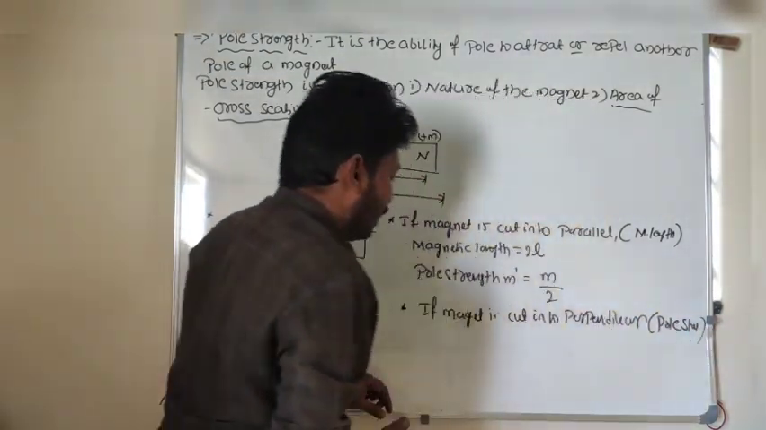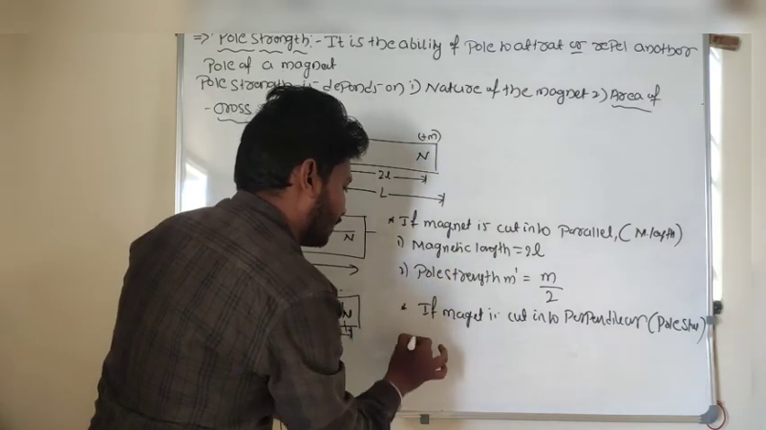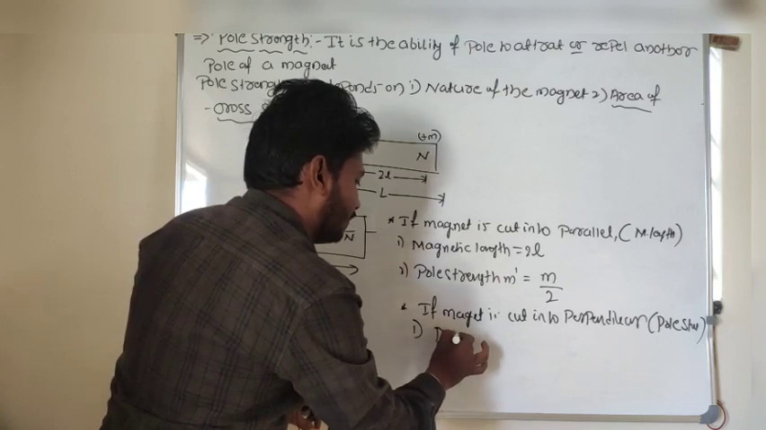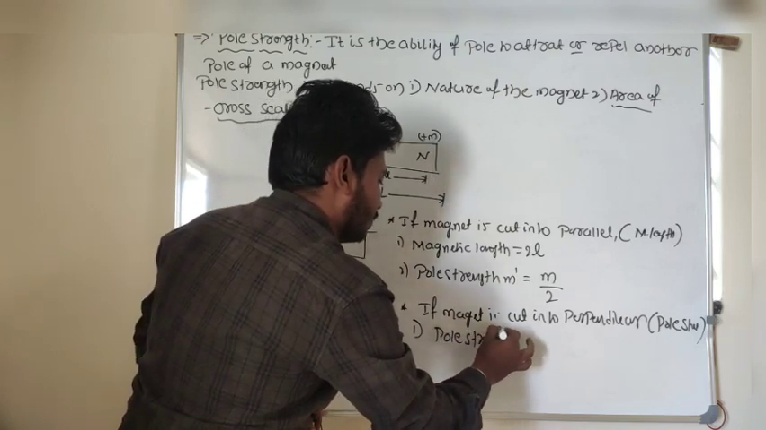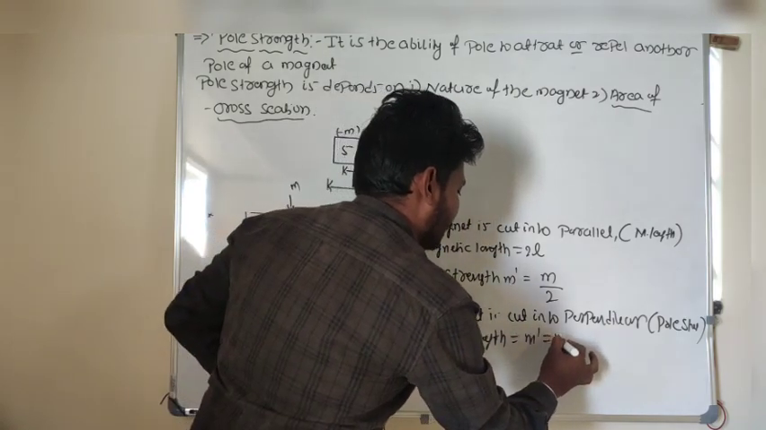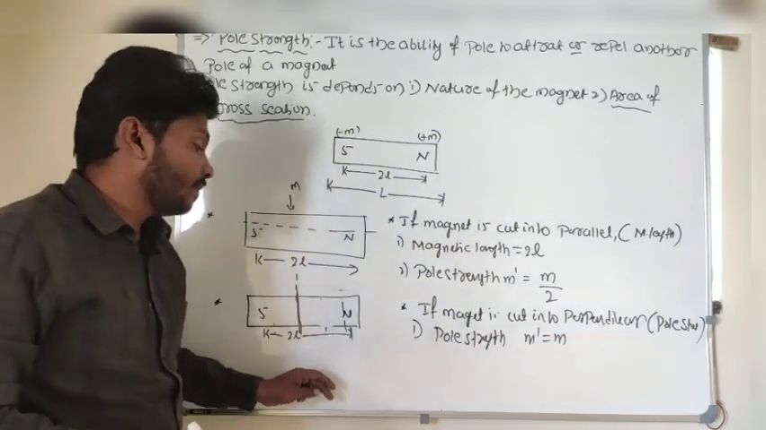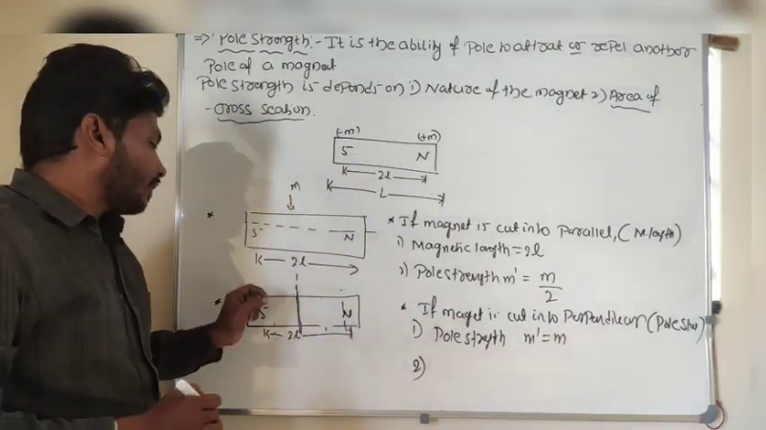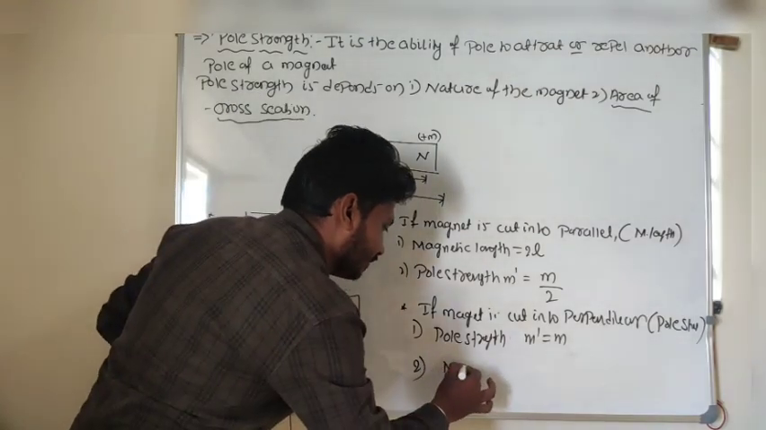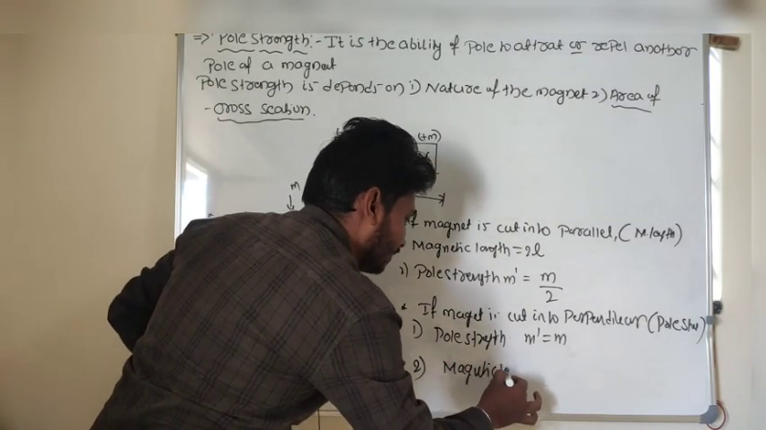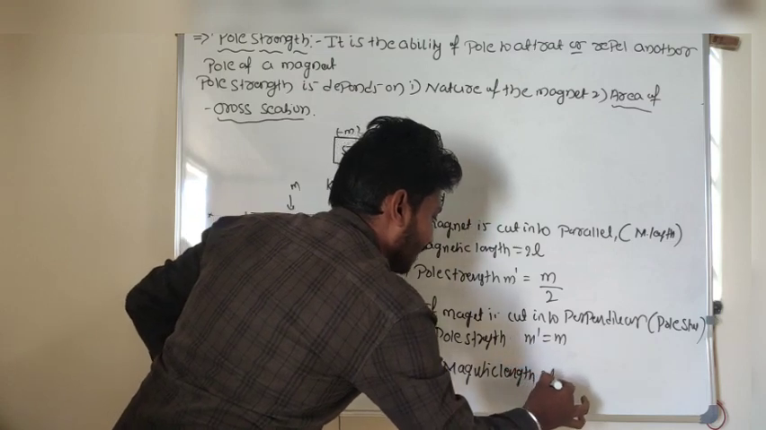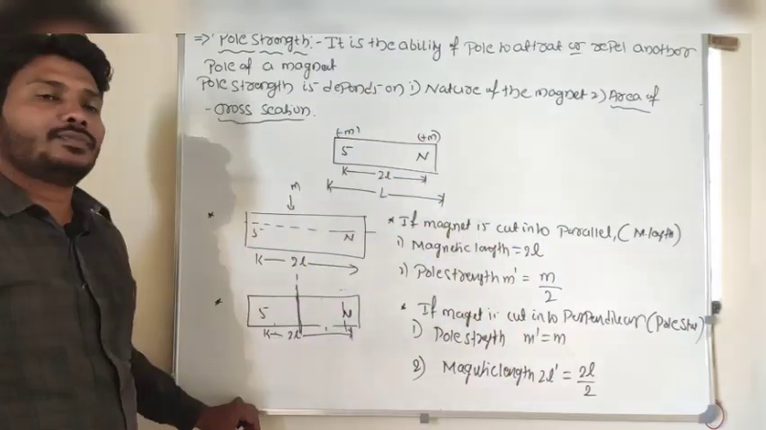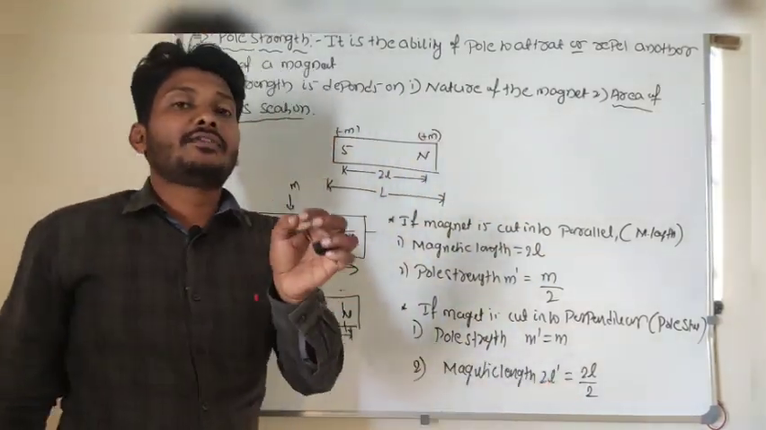So remember this point: pole strength remains the same. Look at here, the first thing I can consider is that the pole strength value remains the same. Pole strength M dash is equal to M. So pole strength remains the same if you cut it in a perpendicular manner. And the second thing we can consider is the magnetic length. The new magnetic length 2L dash is equal to the original magnetic length divided by 2. So magnetic length decreases to half of the initial value.